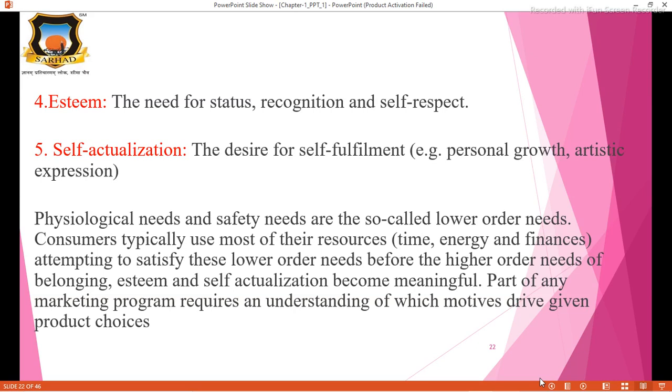Physiological needs and safety needs are the so-called lower order needs. Consumers typically use most of their resources like time, energy and finances attempting to satisfy these lower order needs before the higher order needs of belongingness, esteem and self-actualization become meaningful. A part of any marketing program requires an understanding of which motives drive given product choices.